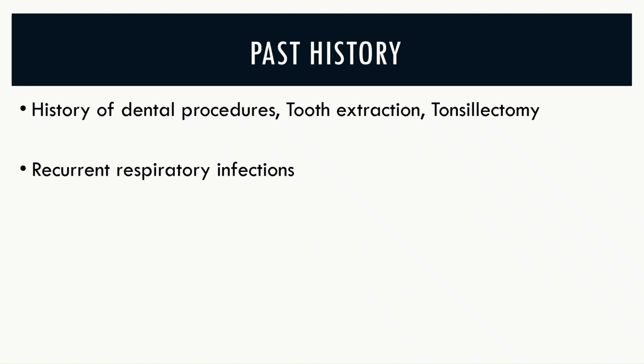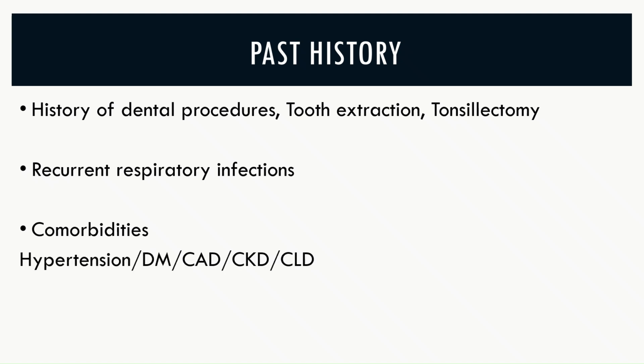We also ask about recurrent respiratory infections, which may suggest bronchiectasis, immunodeficiency, or chronic airway disease. Associated systemic comorbidities such as hypertension, diabetes mellitus, coronary artery disease, chronic kidney disease, chronic liver disease should be noted. Finally, we ask about contact with a tuberculosis patient, which increases likelihood of pulmonary tuberculosis.